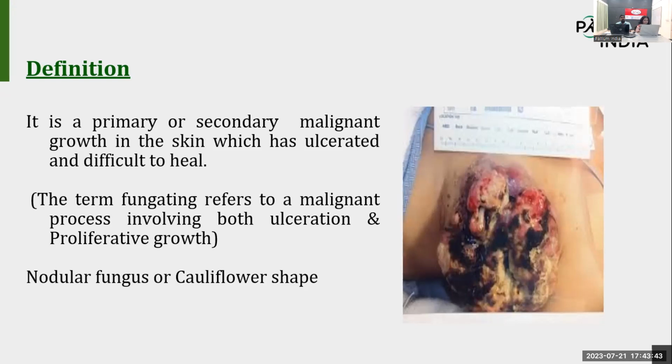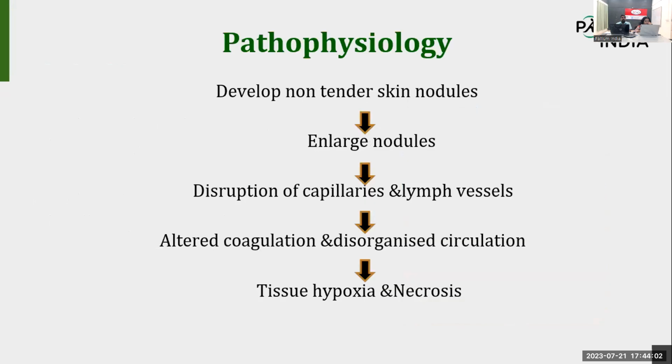The term fungating actually describes a proliferative growth, a nodular fungus or cauliflower shape. This type of wound can be seen. Moving to the pathophysiology, one nodule forms first, developing as a non-tender skin nodule. Primarily, we can see small nodules.